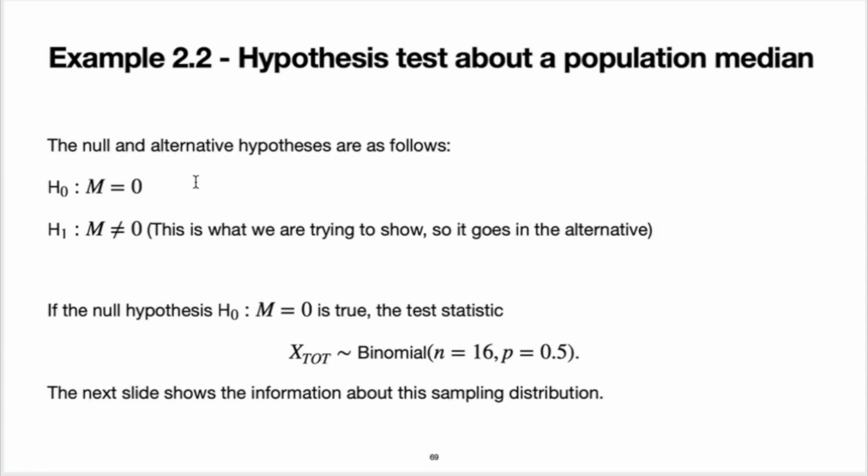Okay, so here is the setup of the hypotheses. We're trying to show that the median is not equal to 0. Since that's what we're trying to show, we put that in the alternative hypothesis. The opposite of that goes in the null hypothesis. So the null hypothesis for this test is that the median of the population is equal to 0. We'll assume that, and then let the data try to convince us otherwise, the alternative being that the median is not equal to 0. Now, if the null hypothesis is true, then X-tote has a binomial distribution with n equal to 16 and p equal to 0.5. The next slide shows information about this sampling distribution.